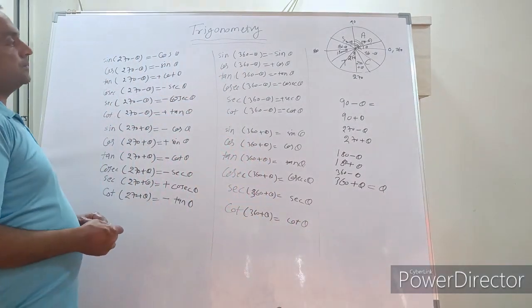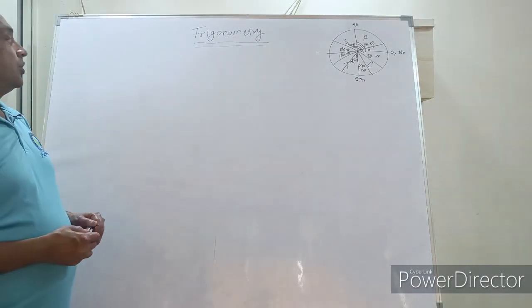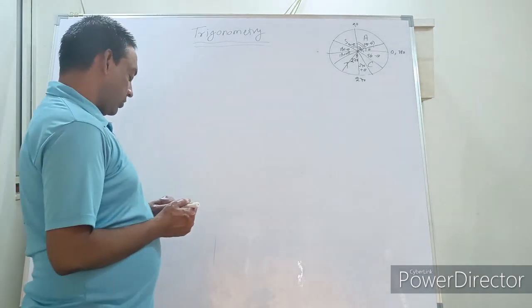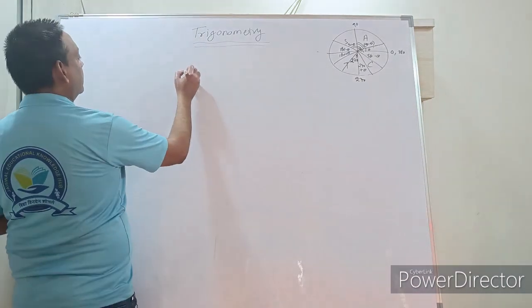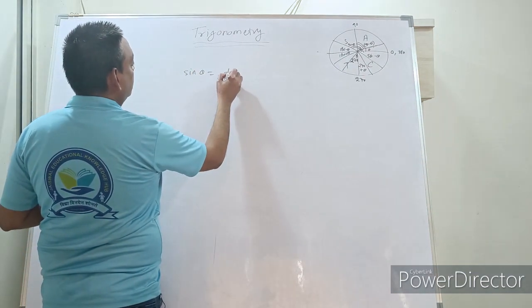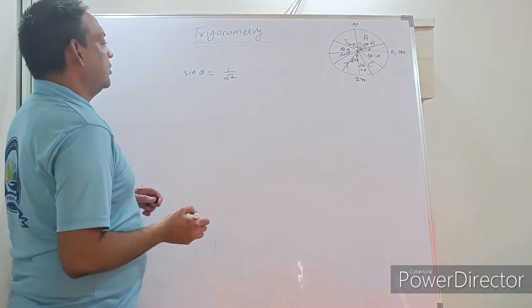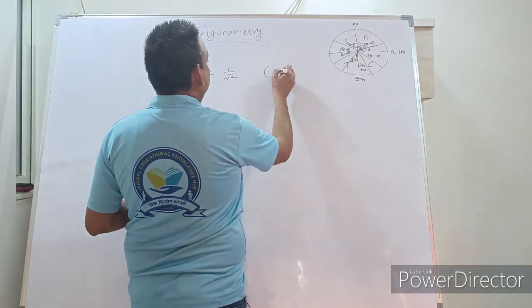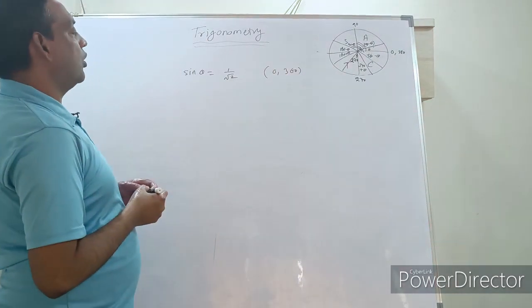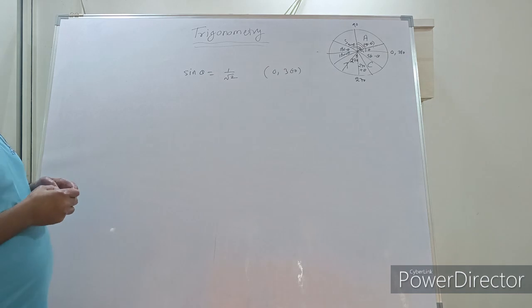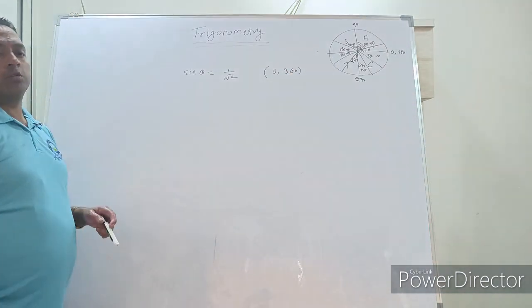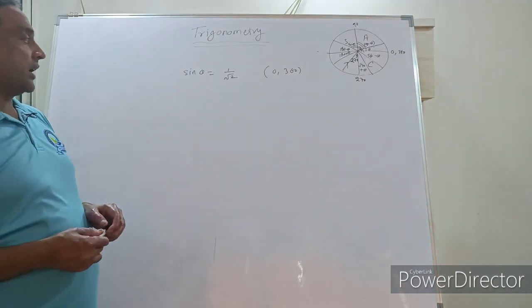Okay, so next, in the exam they can give you a normal sum like sine theta is equal to 1 upon root 2. Find out all the values from 0 to 360 degree. This sum we can solve either by using the identity formula, whatever we did just now, or you can do the graphical method also, by using the graph.